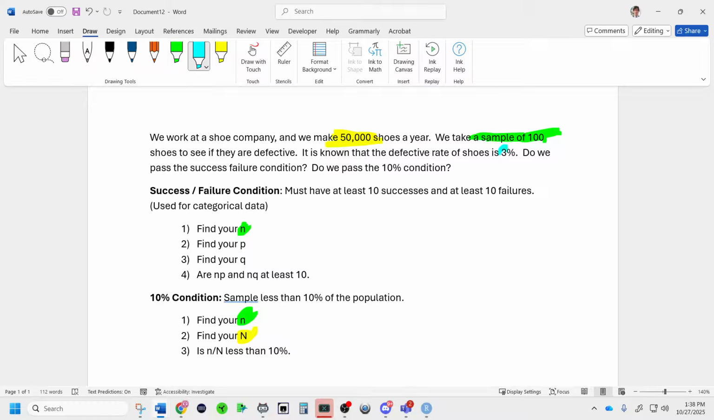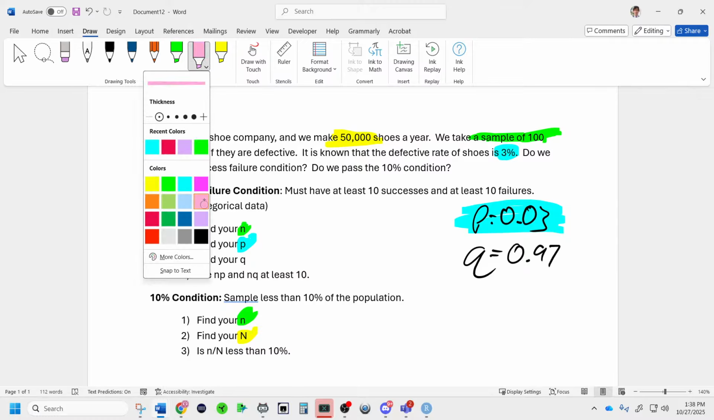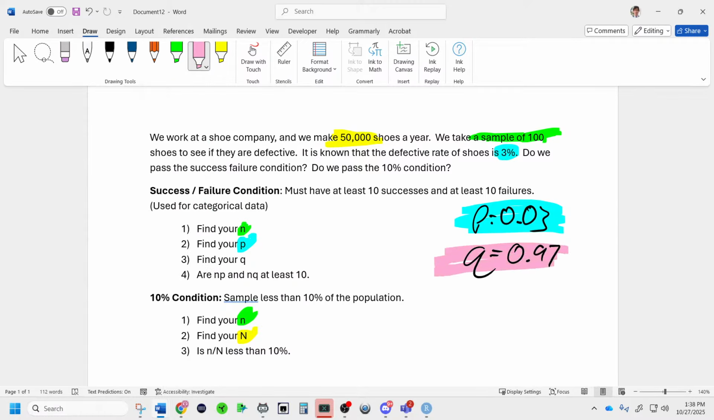And the proportion is 3%, so it's 0.03. So P equals 0.03. Q is the complement of P, 0.97. So that is P, that is Q. And we've identified pretty much all the notation in this problem. So we can see if we pass the conditions.